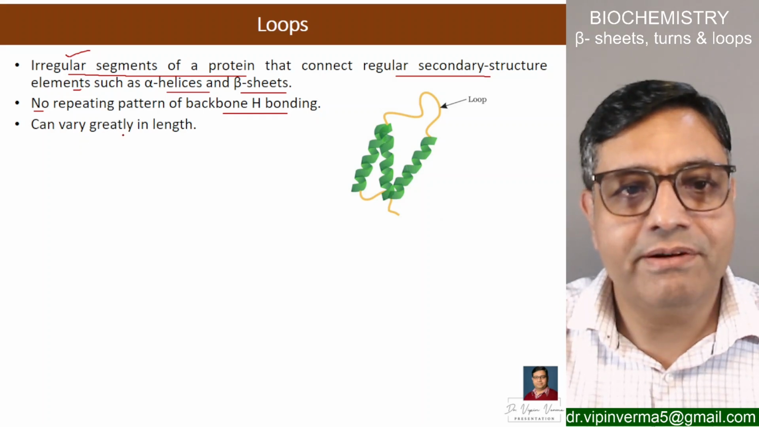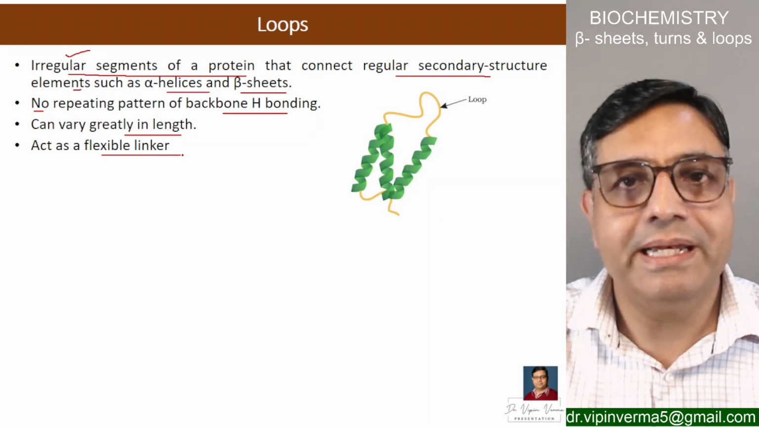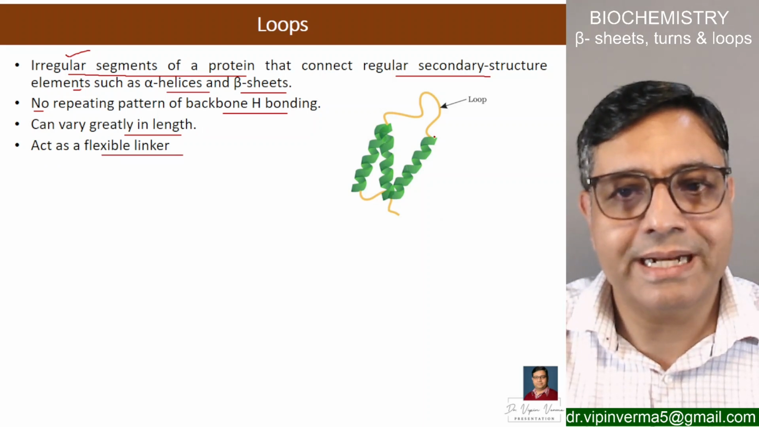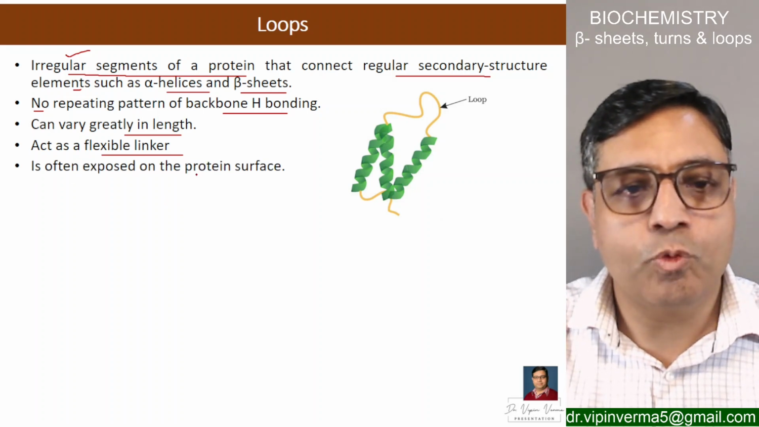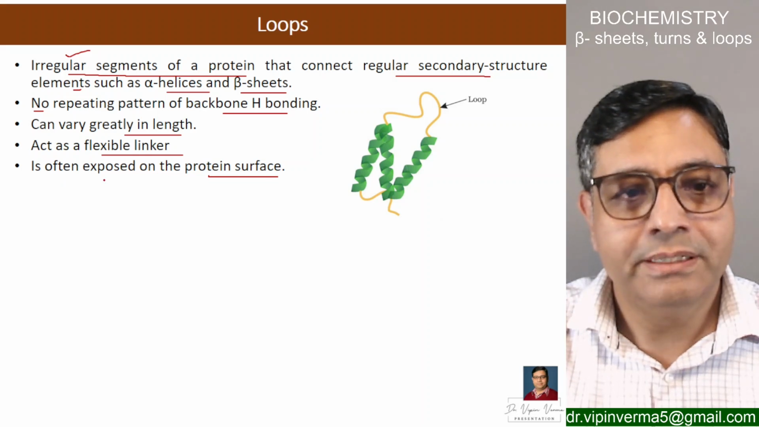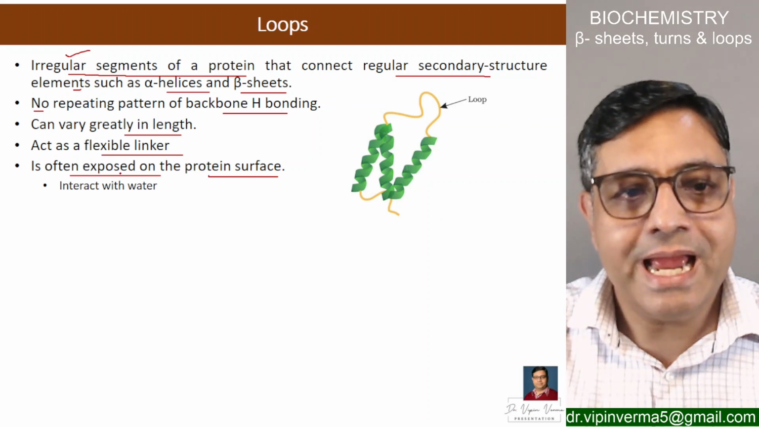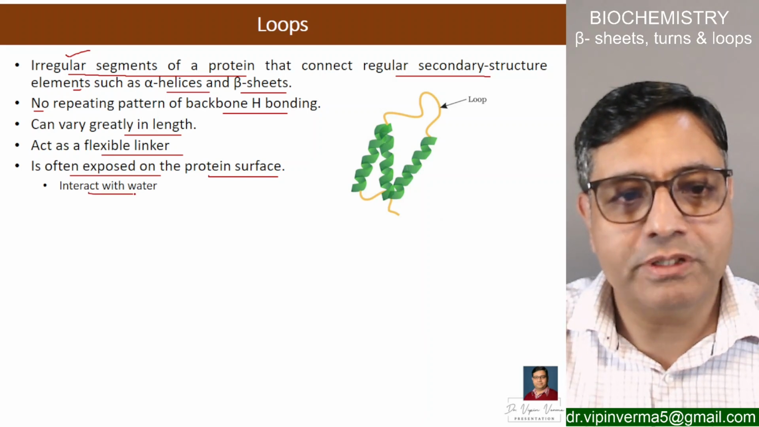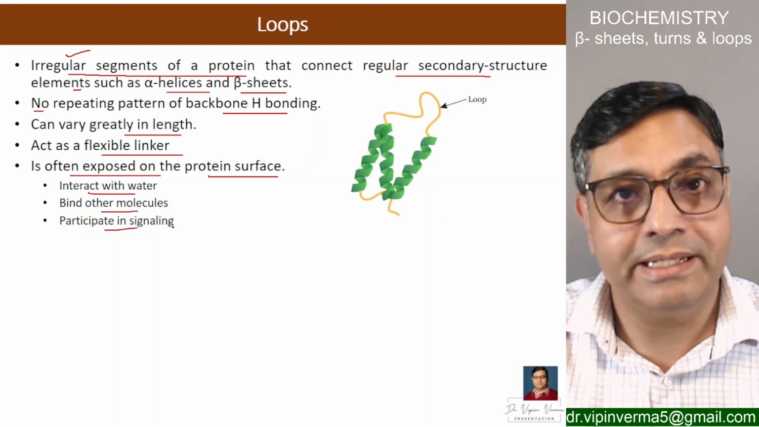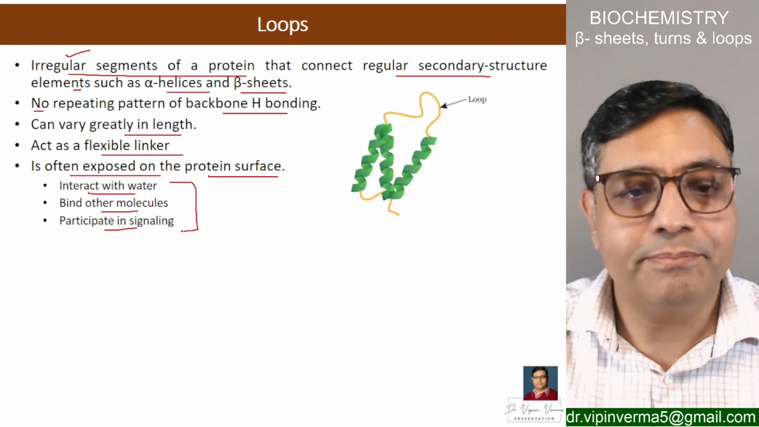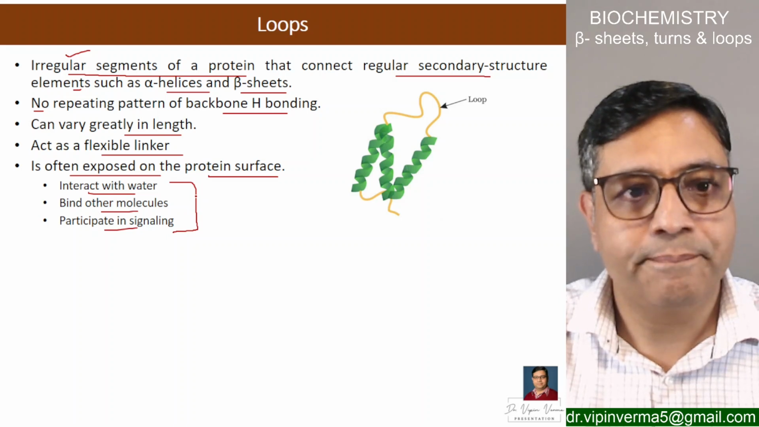It can vary greatly in length, okay? And they act as a flexible linker. So ultimately they are acting like a linker. And a loop is often exposed on the protein surface. Remember, often exposed on the protein surface, and therefore it can interact with water, it can bind other molecules, or it can participate in signaling. So loops are very important because they can do a number of functions for a particular protein.